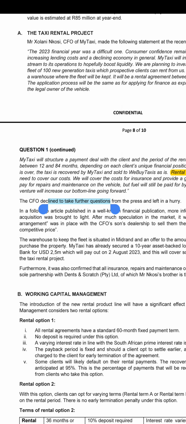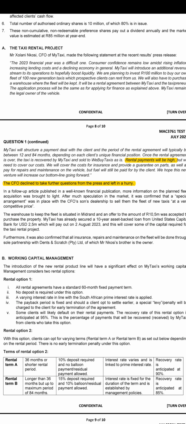So I think that already tells you a lot, right? There's nepotism in place. There's clearly something, because remember, this needs to be going through a fair and transparent process. But clearly not. This is looking like the CFO deciding, my son's got a taxi dealership, I'm going to give him 100 million rand, or something thereabouts, and start enriching myself.